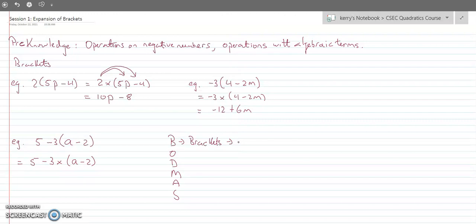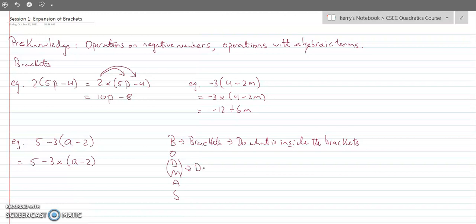What does brackets mean? Brackets means to do what is inside the brackets. It doesn't mean do operations outside the brackets. So do what is inside the brackets. That's what this B stands for. Now, I'll come back to O in a little bit. D and M. Now, usually, this is how I teach this.